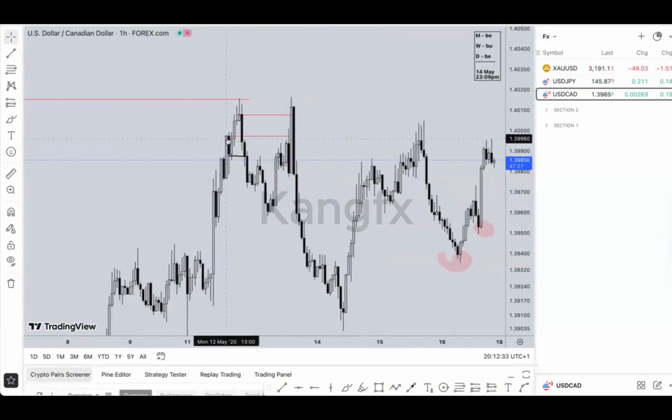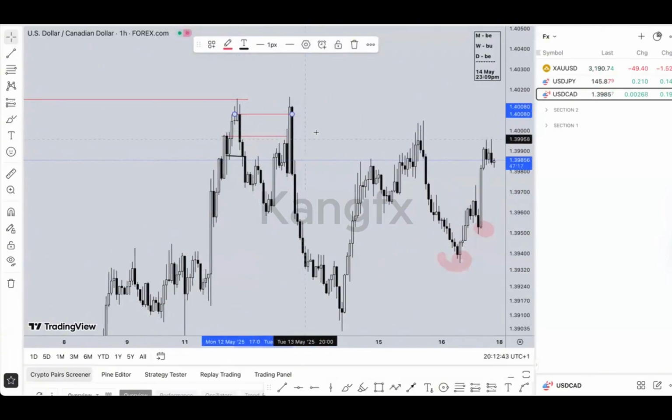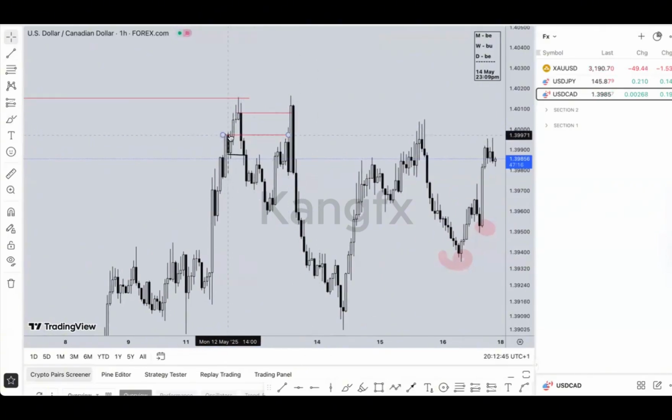Now, this QM is not as strong as this support and resistance level. But why do I include the QM? Because sometimes 20% or 30% of the time, the market might decide to use the QM. So I don't want to miss out when the market is using the QM. That's why I added the QM.